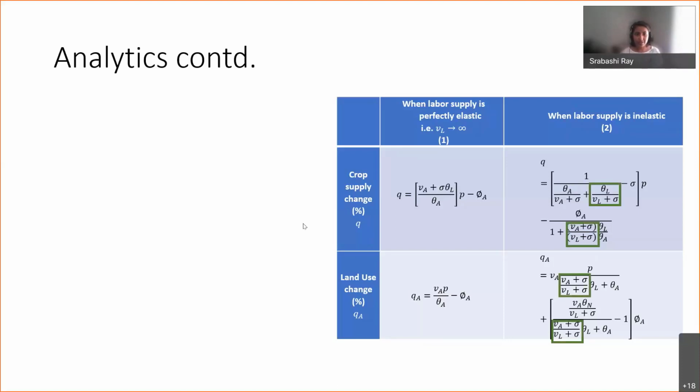Just to highlight where I get the relationship between columns 1 and 2, in column 1, VL tends to infinity. So in column 2, if you look at these highlighted elements of these equations, which has VL at the denominator, these highlighted elements tend to 0 as VL tends to infinity. So essentially, as VL tends to infinity, the equations in column 2 collapse to the equations in column 1. So that's the relationship between columns 1 and 2.